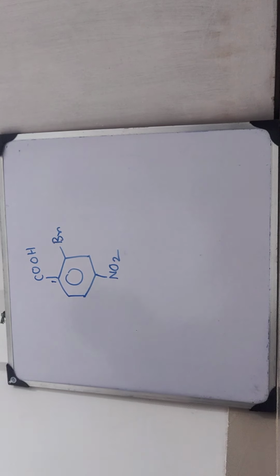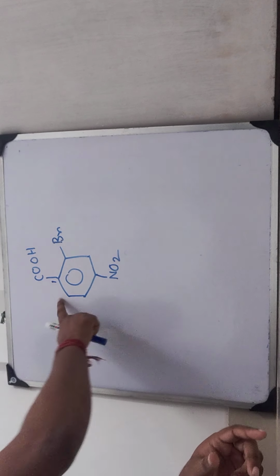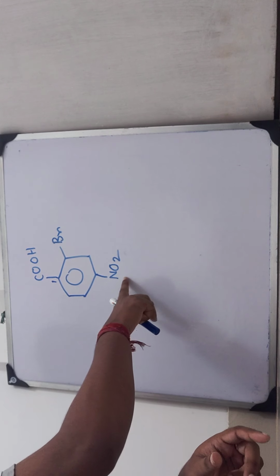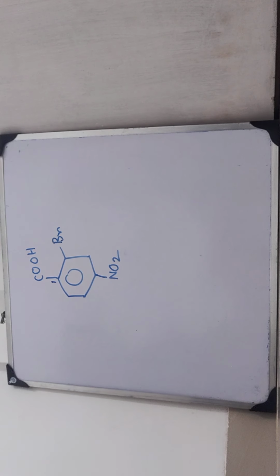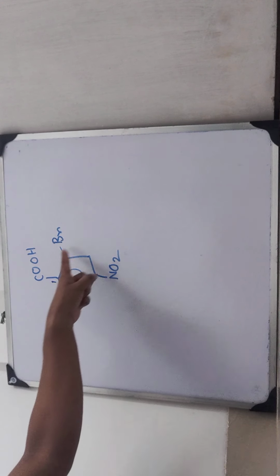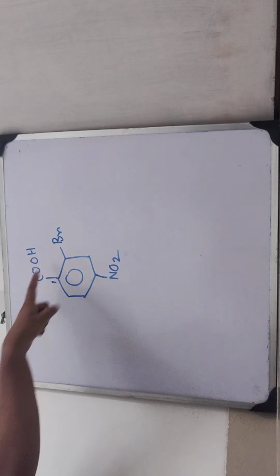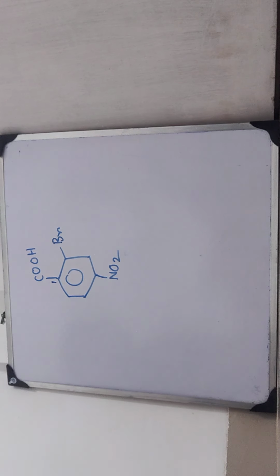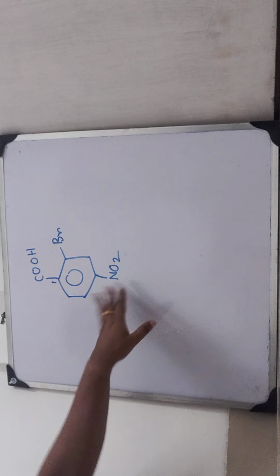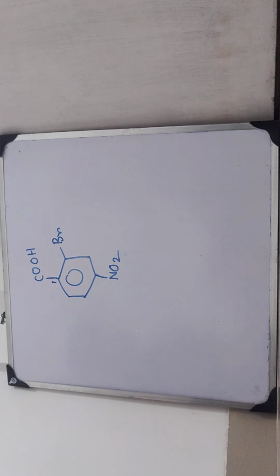Now there is another question: which one is suitable? See, if we go from this side, then at number 4 position the nitro group will come, 5, 6, and at number 6 position bromine will come. But if we go from this side clockwise, then at number 2 bromine will come, and at number 4 the nitro group will come. So in both ways, the nitro group is coming at number 4, but bromine is coming at either number 6 or number 2. Which one is preferred? Obviously number 2.